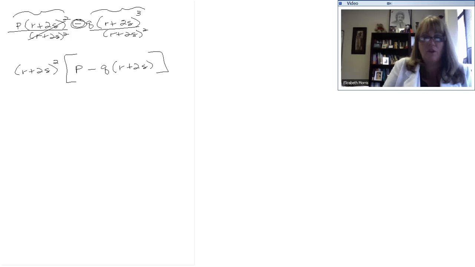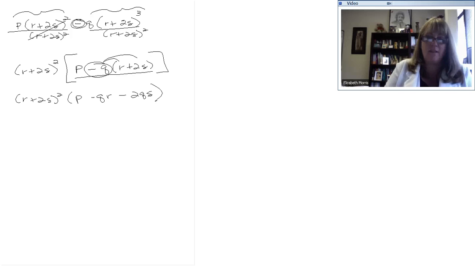Now, they're not going to want you to leave it like this. They're going to want you to simplify inside. So you have (R plus 2S) squared, and we have to distribute. So we have P minus QR minus 2QS, because I'm distributing the negative Q. And now that's the answer.